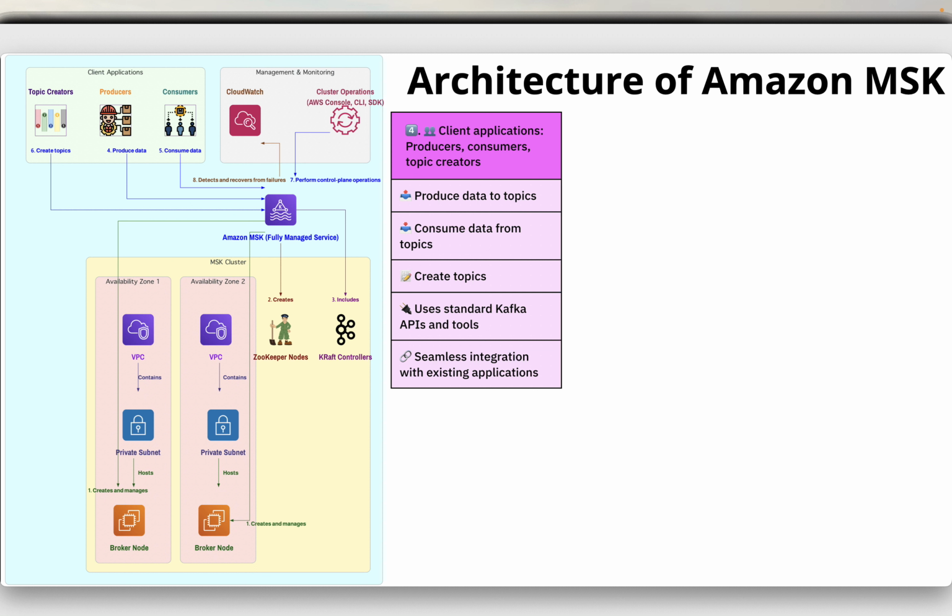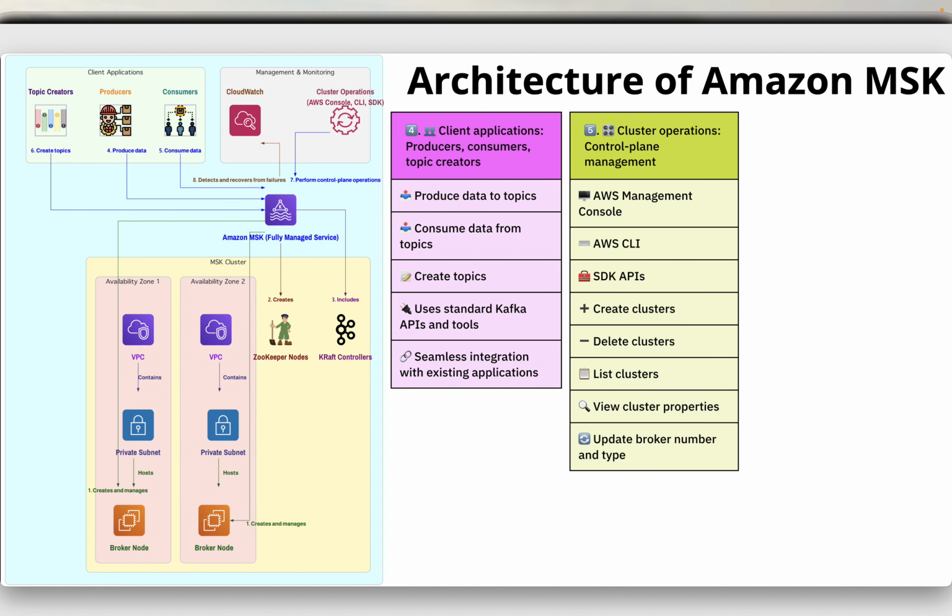Amazon MSK supports Apache Kafka data plane operations, allowing you to create topics, produce data to topics, and consume data from topics using standard Kafka APIs and tools. This enables seamless integration with existing Kafka-based applications. You can manage your MSK clusters using the AWS Management Console, AWS Command Line Interface, or SDK APIs. These tools allow you to perform control plane operations such as creating or deleting clusters, listing clusters, viewing cluster properties, and updating the number and type of brokers.